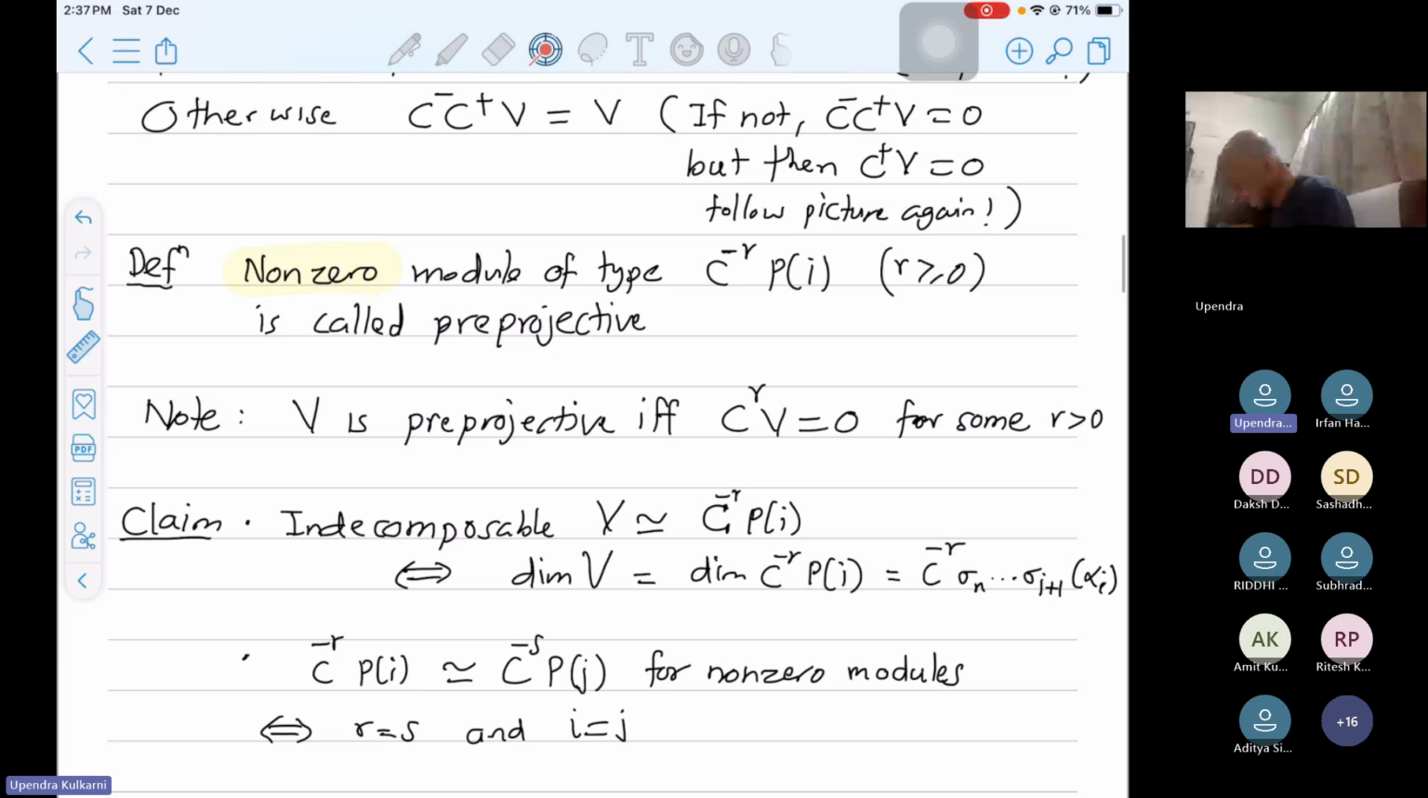Well, why is this the case? Let's see. Let's suppose that, whatever, let's say that C to the minus 3 of Pi is equal to C to the minus 4 of Pj. And both are non-zero. Well, but this is not possible. Can you tell me why?